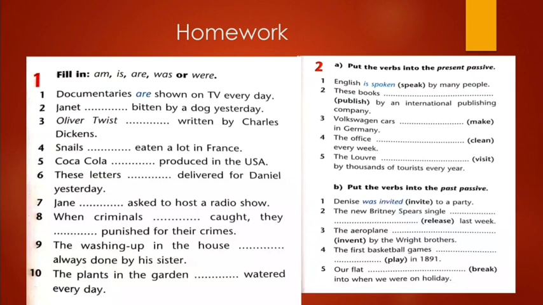So the last one, homework. You have got two exercises. The first one, you are going to fill in the verb to be, am, is, are, or was, were in past simple into the empty spaces. And exercise number two is divided into two exercises. The first one, you are going to transform the sentences from active into passive. In the first one, in present passive, and in the second one, in past passive.